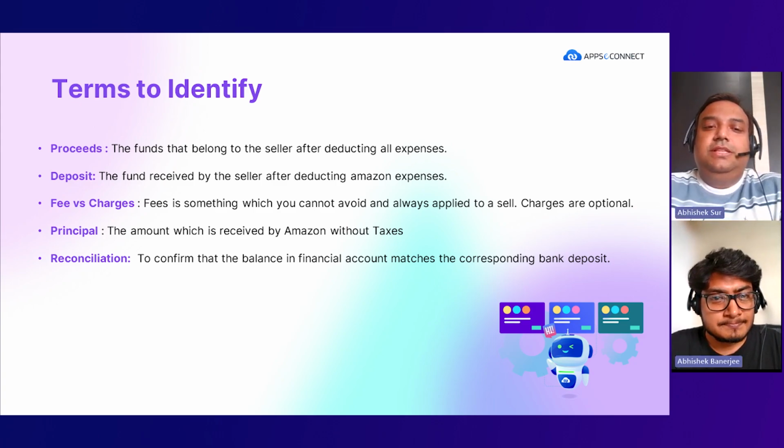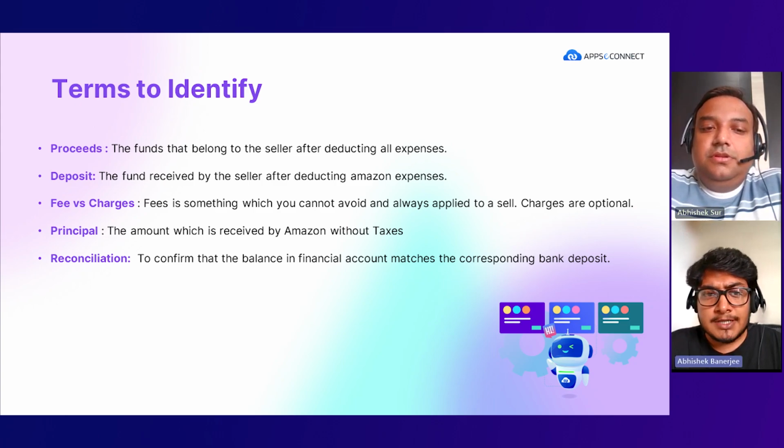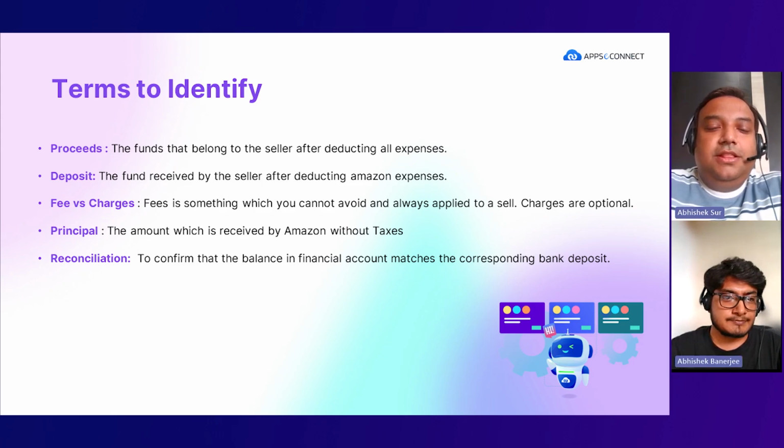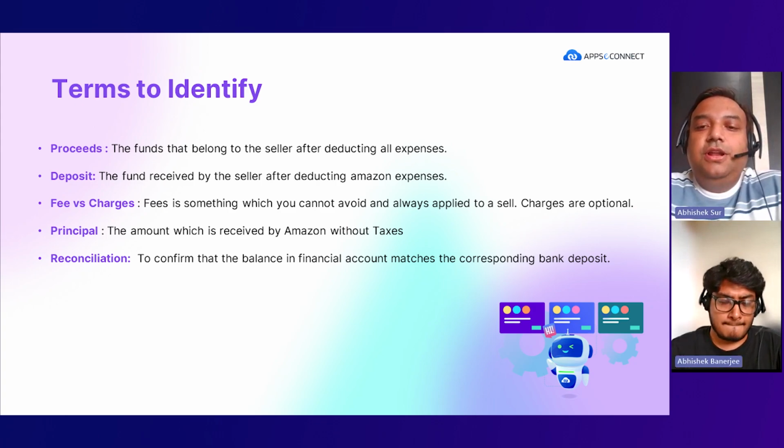But deposit also looks like the same, isn't it? Yes, but there is a subtle difference between them. The proceeds is a cumulative amount shown to the customer in the Amazon interface, while the deposit is the amount which is actually transferred to the bank account. So proceeds can be $1,000 today, and if there is a refund of the product, it can go down to $500 anytime. But the deposit is the actual amount which is received by the seller in their bank account.